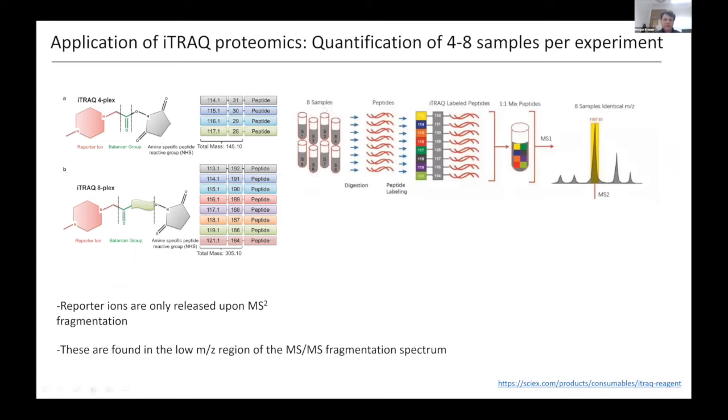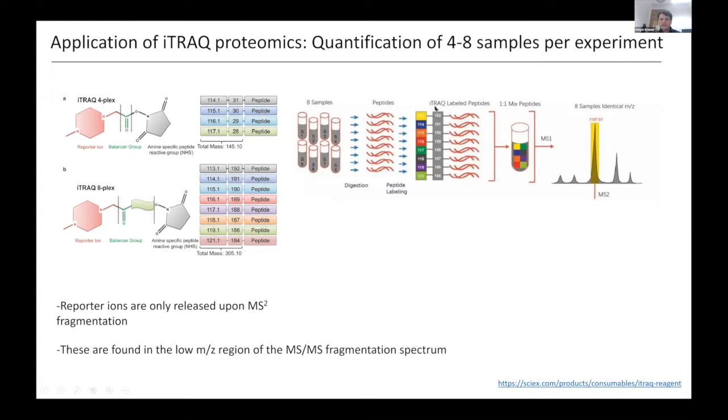So if we imagine we have a set of 8 samples, it's important to highlight that there is another set of these reagents that were created and synthesized, which allowed 8 different channels, so 8 different reporter ions to be liberated under MSMS fragmentation conditions. So the idea then is we have the set of 8 samples, all of which are processed and digested separately. Then each of these 8 different samples are labeled separately with one of the flavors of this labeling reagent. And now the reporter ions go from 113 to 121.